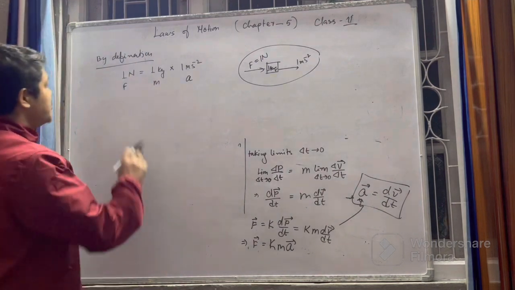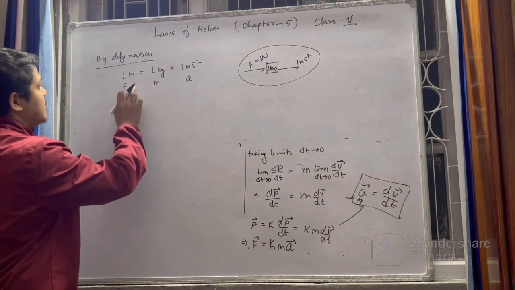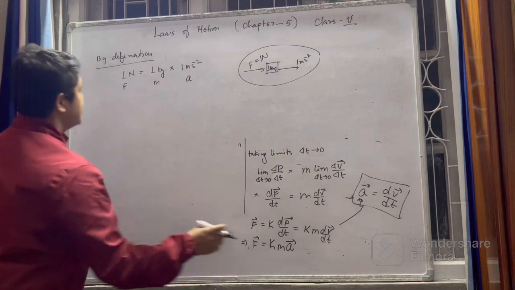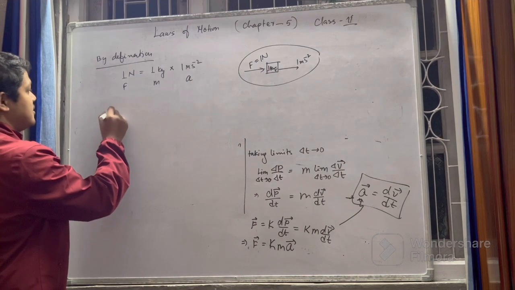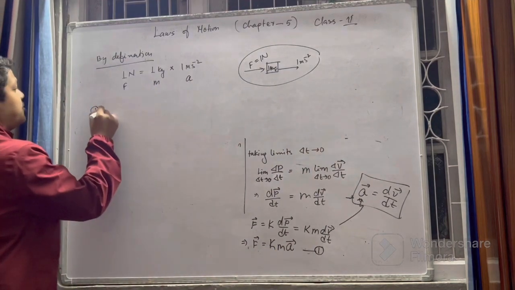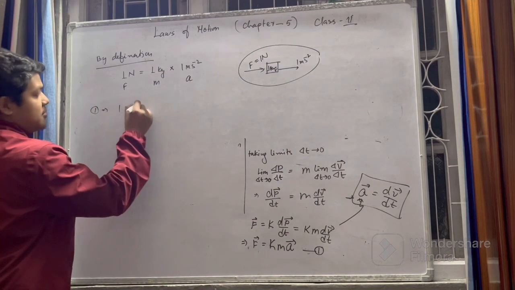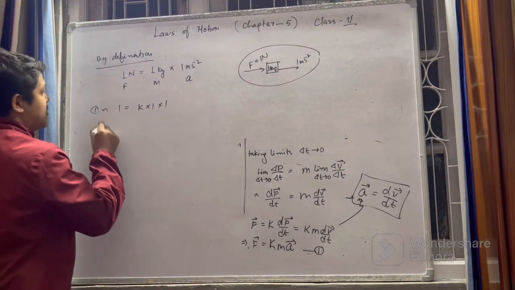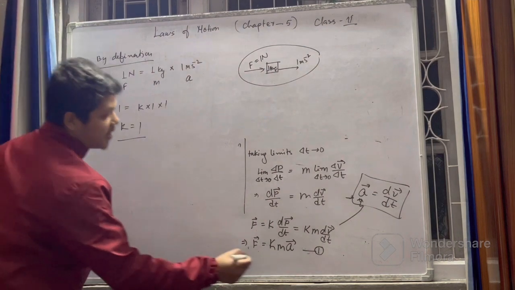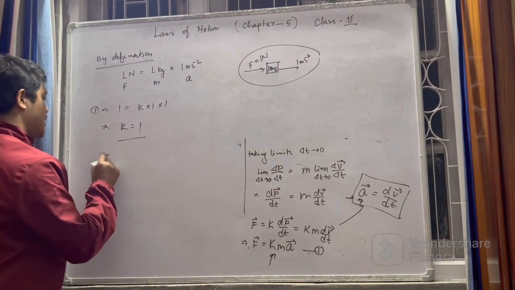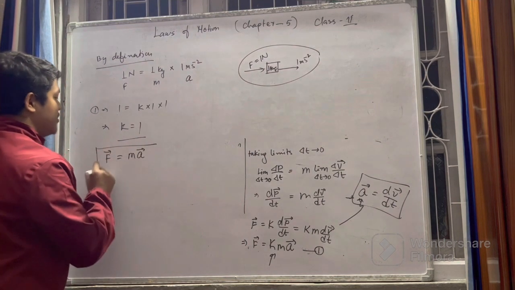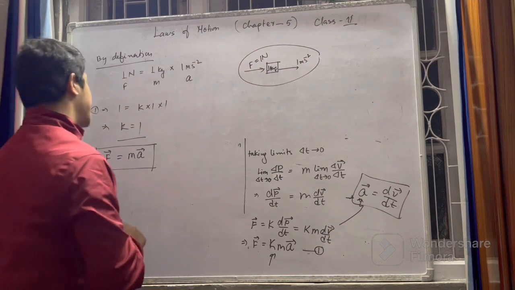So if you put the magnitudes of these quantities here, this is suppose equation number 1, then from 1 you should get 1 is equal to k into 1 into 1. So k will be equal to 1. If k is equal to 1, if you put the value of k here, then you should get F is equal to ma. This is the mathematical formulation of Newton's second law.